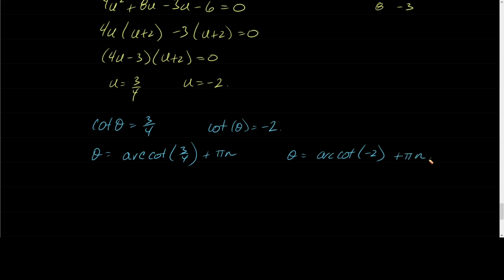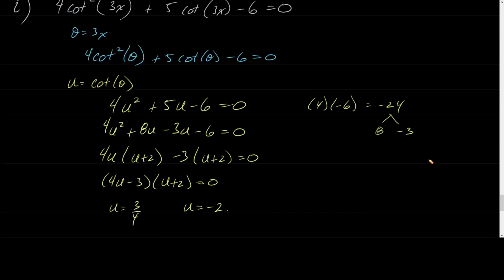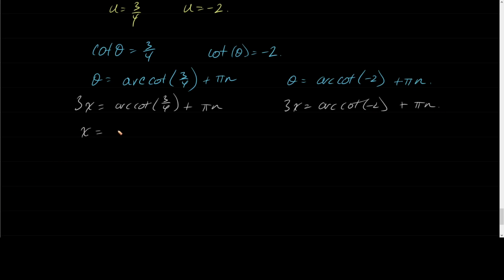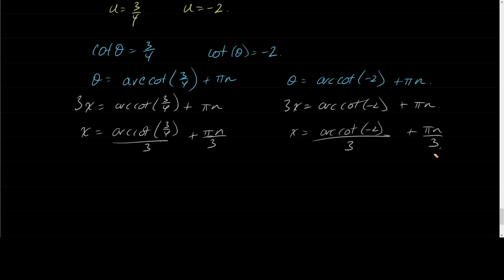So we need to add pi n to both of these. But then we know that the problem wasn't about theta. It was about 3x before that, right? So what we can say now is that 3x is equal to arc cotangent of 3/4 plus pi n, or 3x is equal to arc cotangent of negative 2 plus pi n, yielding that x is equal to arc cotangent of 3/4 over 3 plus pi n over 3, or arc cotangent of negative 2 over 3 plus pi n over 3. All right. And that would be your two solutions for this problem.